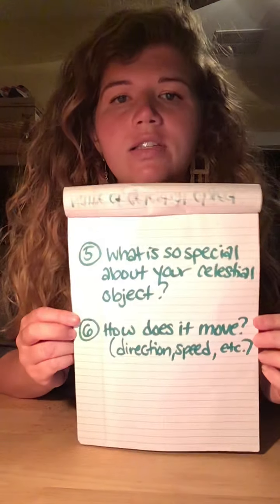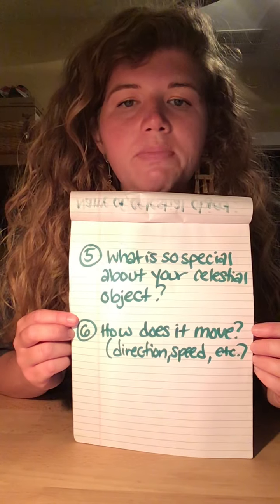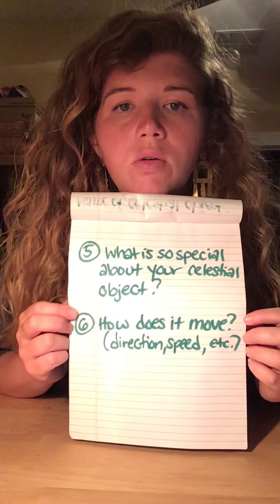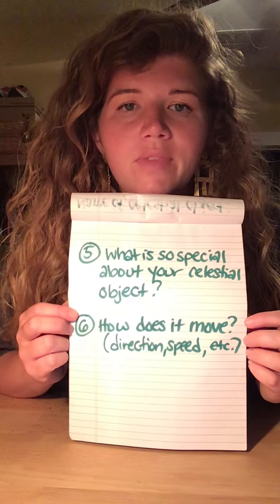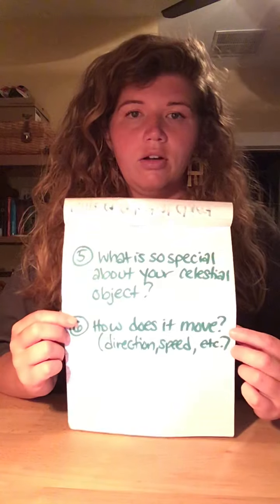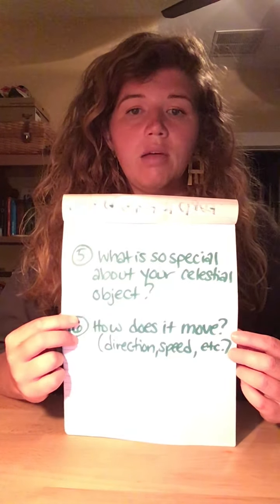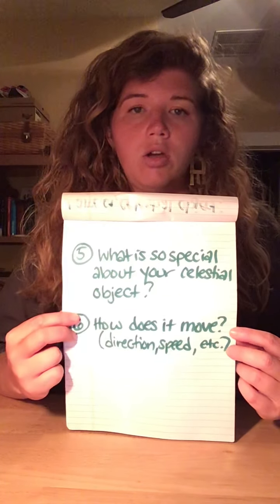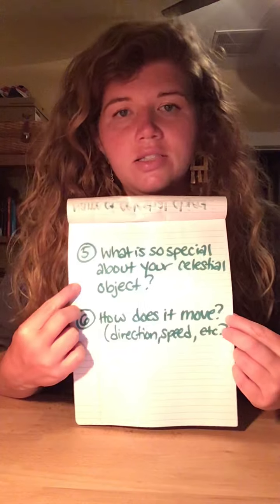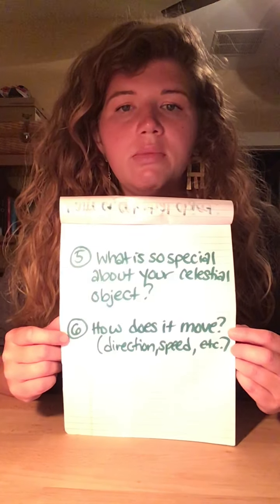Number 5, this is kind of the wild card question. It says, what is so special about your celestial object? When you were researching, if you found something particularly interesting or unique about your celestial object, go ahead and write that down. And that's probably the one I'm most excited about because then I get to learn something new, right? So that's number 5.